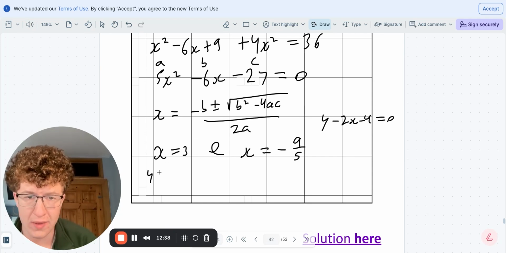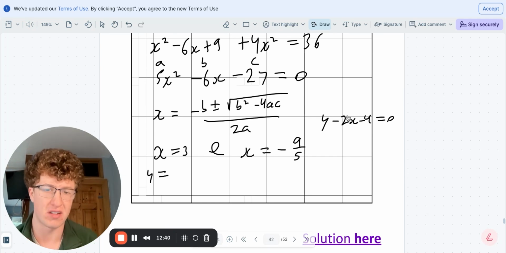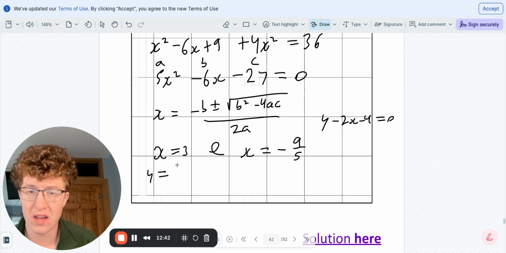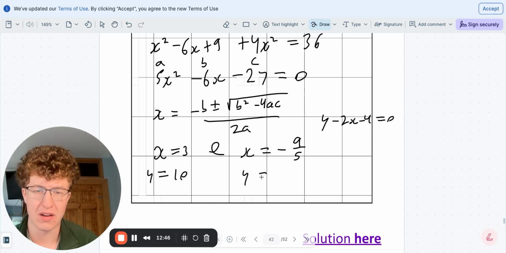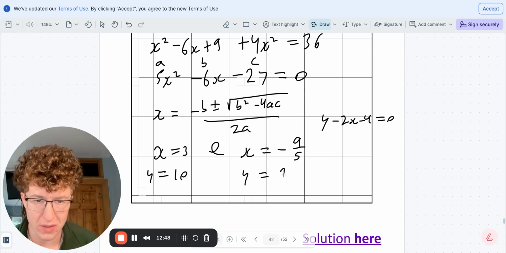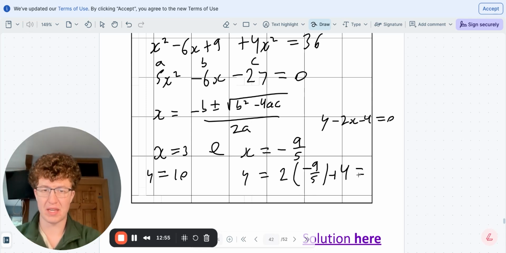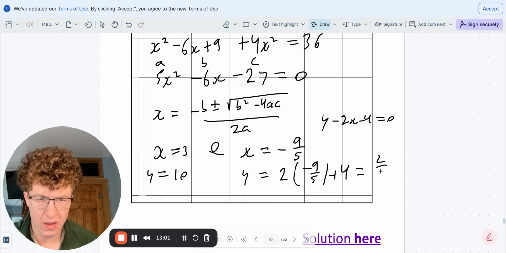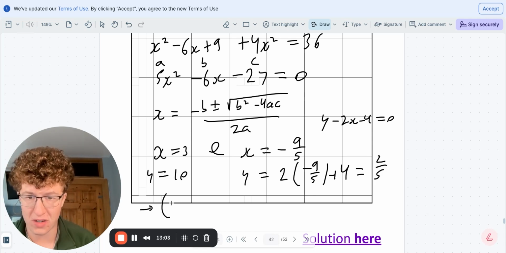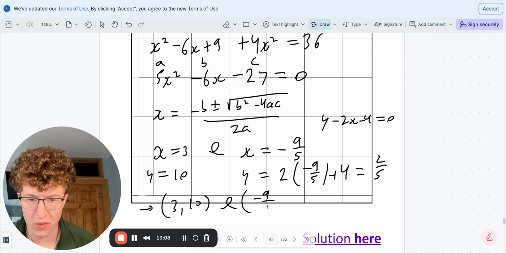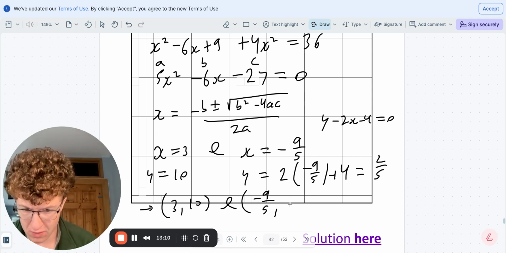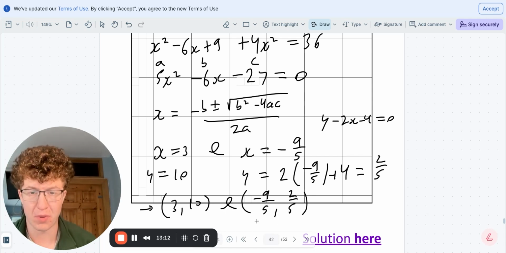So if you move everything to the right, y is equal to 2x plus 4. So 2 times 3 is 6, plus 4 is 10. And then if we do it over here as well, y is equal to 2 times negative 9 over 5, plus 4. And that's going to be 2 over 5. So those are the points. The points are going to be (3, 10) and (minus 9 over 5, 2 over 5). Like that. Boom. Done.